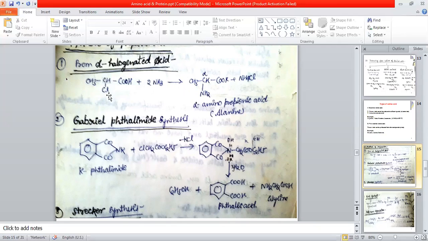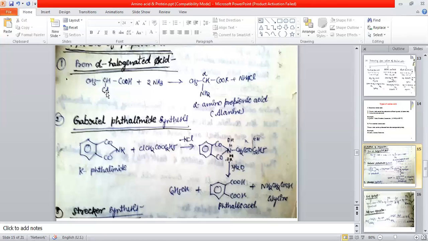So this one is CH3, CHCl, COOH. When it reacts with two molecules of ammonia, it will be converted into this particular amino acid, and ammonium chloride will be eliminated. When you take your rough copy, then you will observe how the ammonia reacts and how it is converted into ammonium chloride.